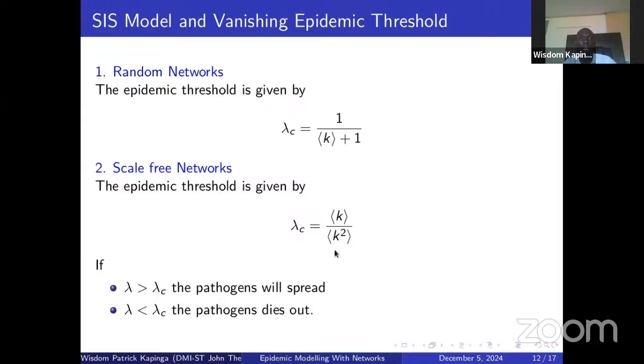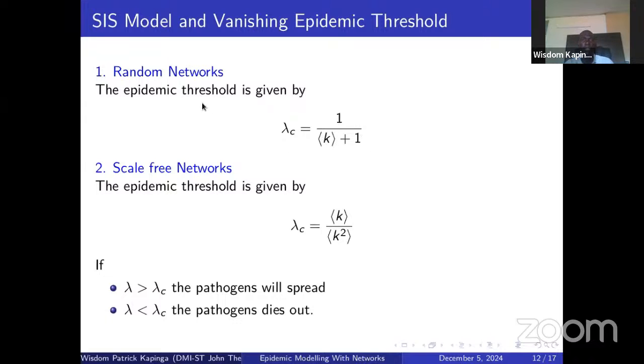Now, as I've already said, when we are looking at SIS models, epidemic models with networks, we still have to look at the nature of our networks, or the nature of our graph. So, in random networks, the epidemic threshold is given by lambda c, which is equal to 1 over k plus 1.